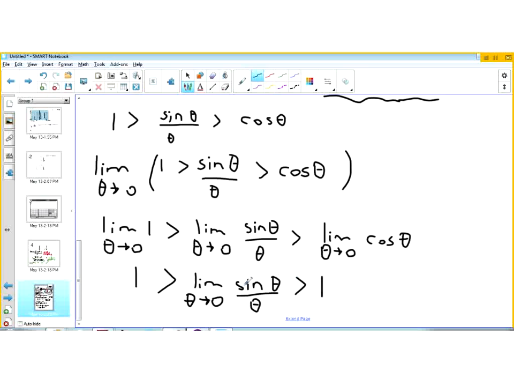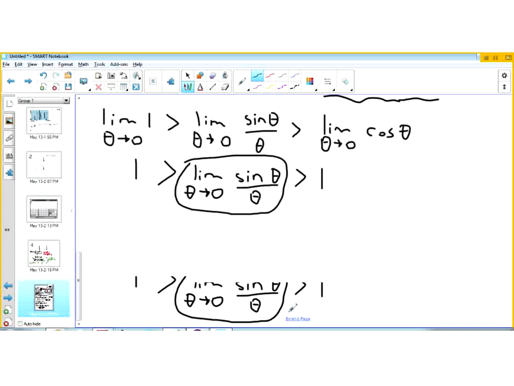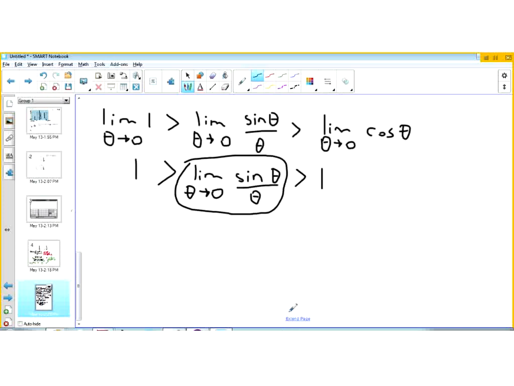All right, now look at this result. What I'm circling is what we want. The limit of what we want is less than 1 and greater than 1. So what does that mean? Does that mean that the limit doesn't exist? In fact, it does mean that this limit exists. This is an example of what's called the squeeze theorem. The squeeze theorem.